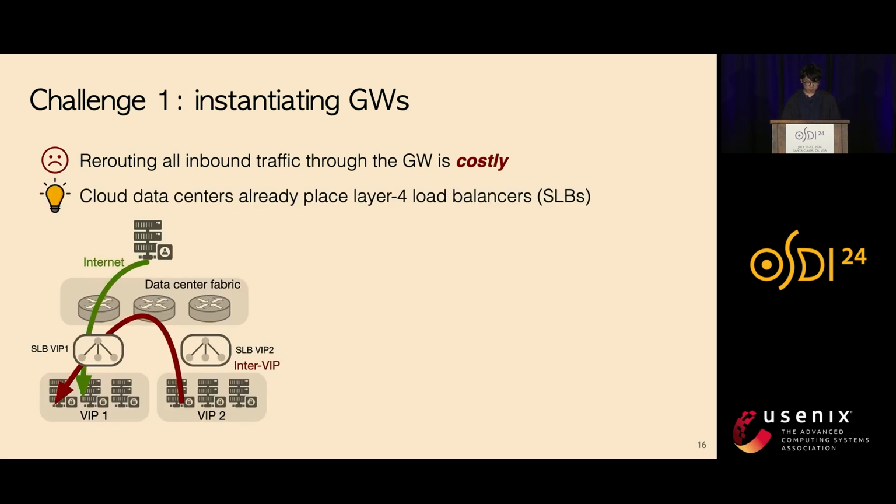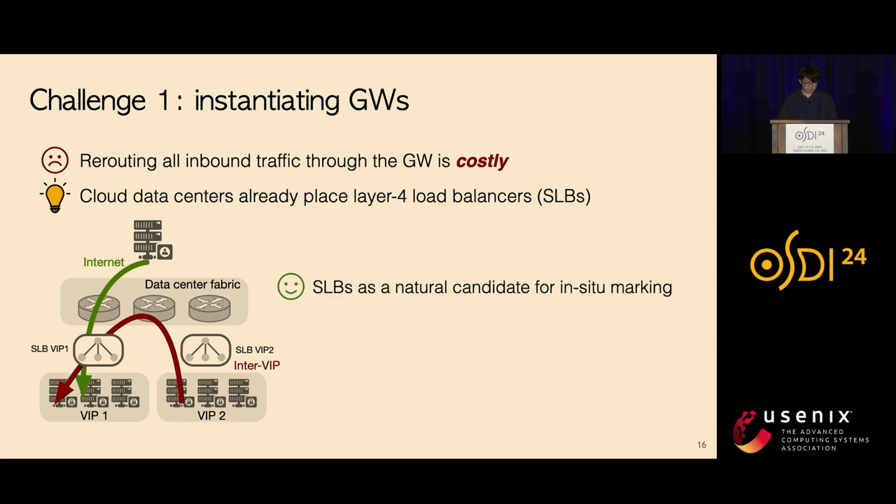So fortunately, we noticed that cloud data centers already place layer 4 load balancers, also known as software load balancers or SLBs, to handle the inbound traffic at virtual IP granularity. And these are basically a set of dedicated servers or programmable devices responsible for load balancing the traffic based on destination virtual IP. So the diagram shown here actually shows related traffic flow. For instance, for VIP1, any inbound traffic, whether it comes from the internet or another VIP, VIP2, needs to go through the responsible SLB as shown in the arrows in solid lines.